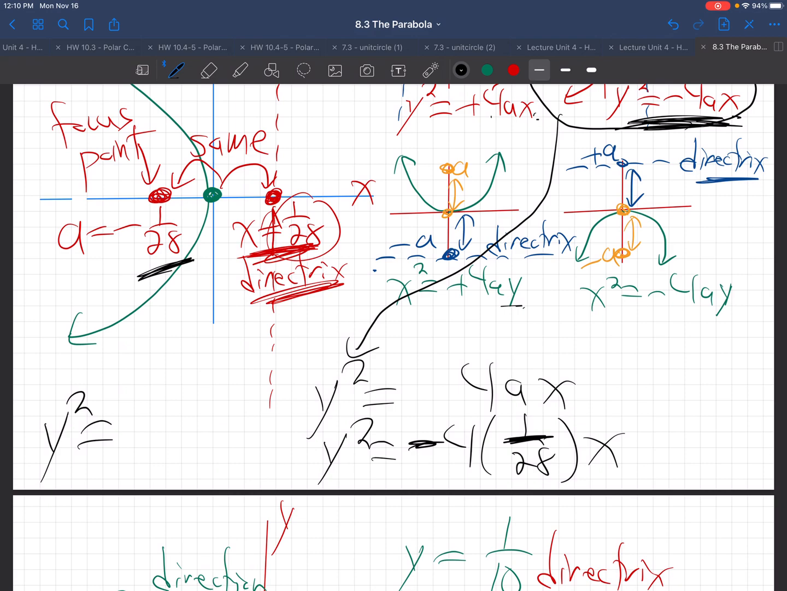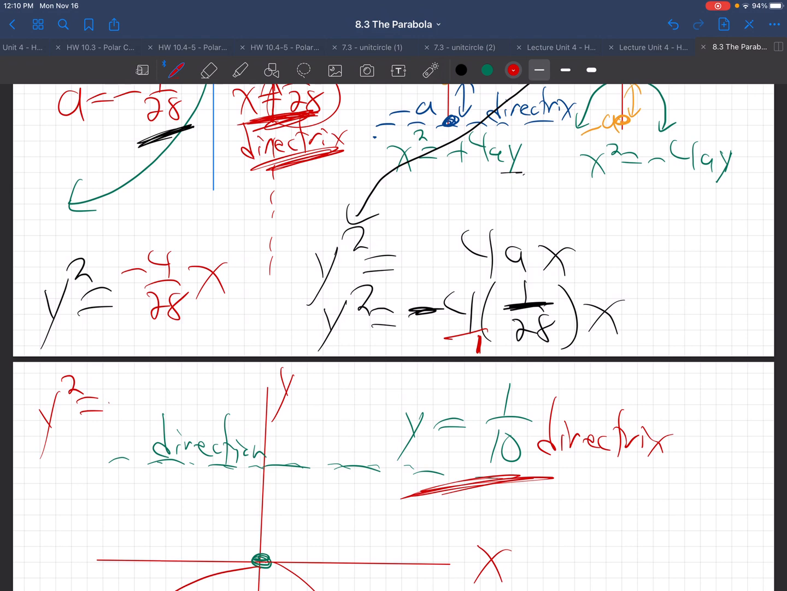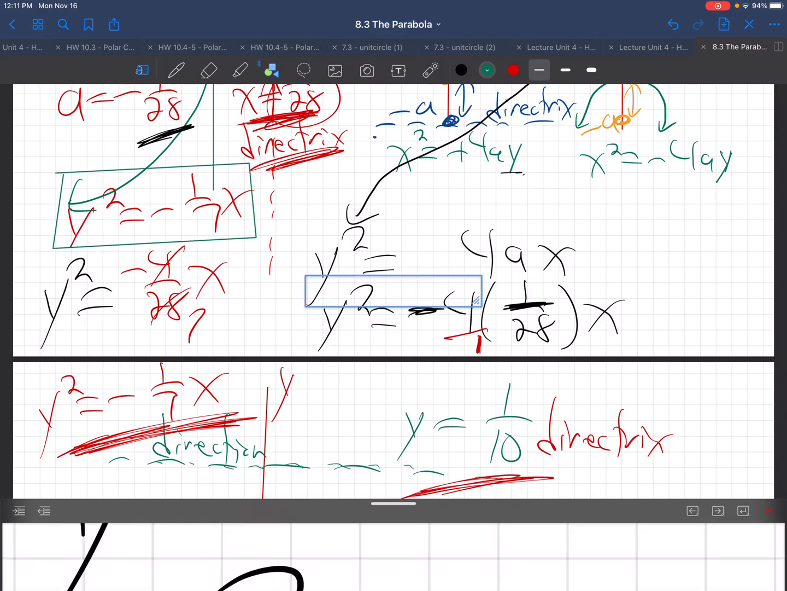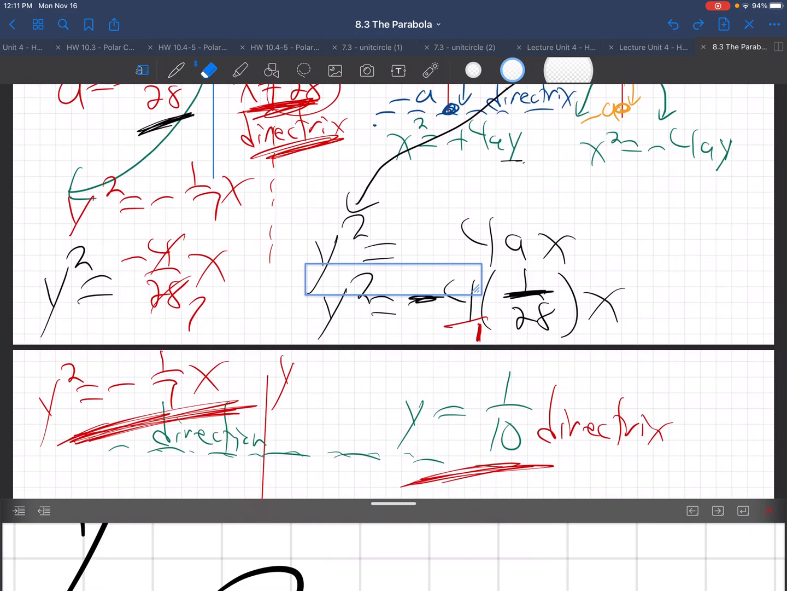So okay, now how do you simplify that? So this is 4 over 1. So that's going to be negative 4 over 28x, and so that is minus 1/7 x, right? It just reduces 4 into 28 7 times. So y squared is minus 1/7 x. That would be our equation. So maybe I should just write right here, that is our equation. All right, are we good there? Is that making good sense?